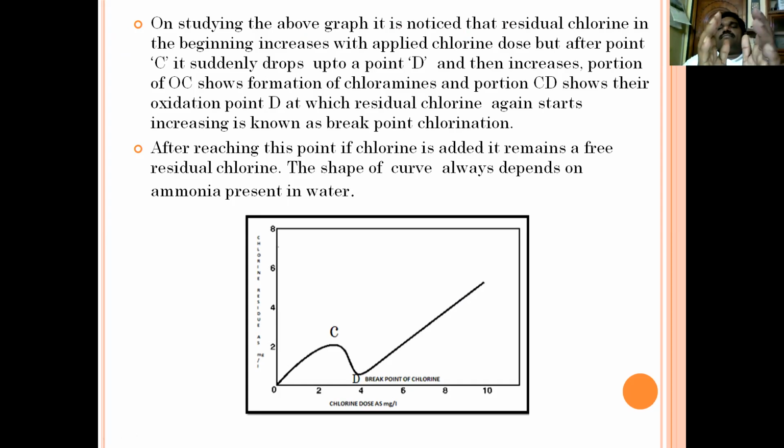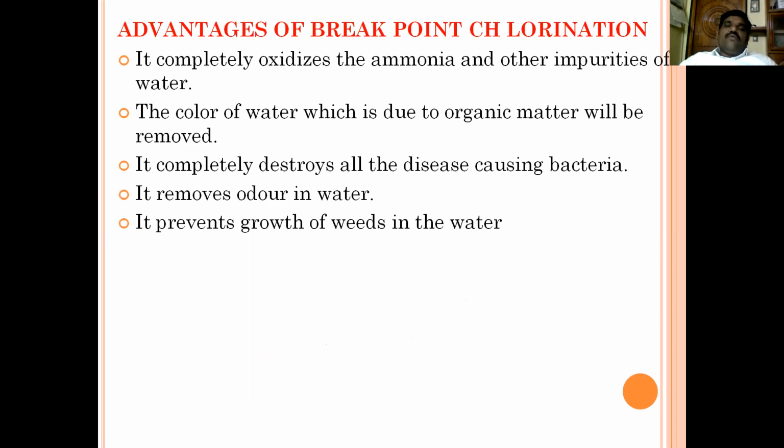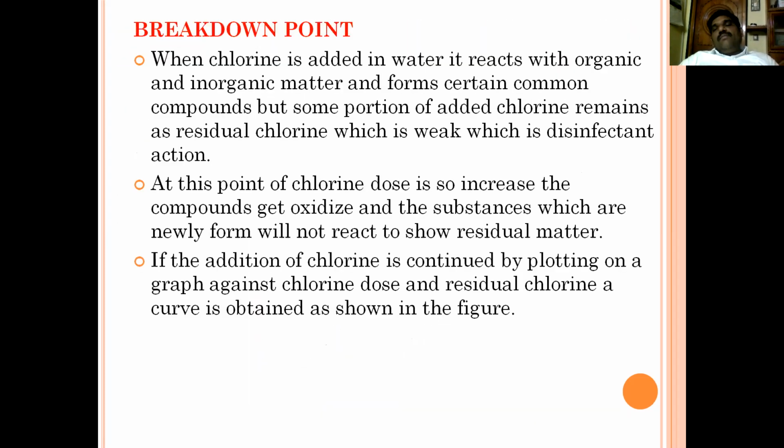First, adding chlorine to kill the bacteria. After addition, after a period of time, the residual chlorine starts increasing. How long? Up to C. At that particular point, again it drops up to D, which is called the break point. D is called the break point of chlorination. The advantages of break point of chlorination are it oxidizes the impurities like ammonia and it kills the entire bacteria. It reduces the odor, and it reduces the possibility of growth of weeds in the water. This is what the break point of chlorination is about.